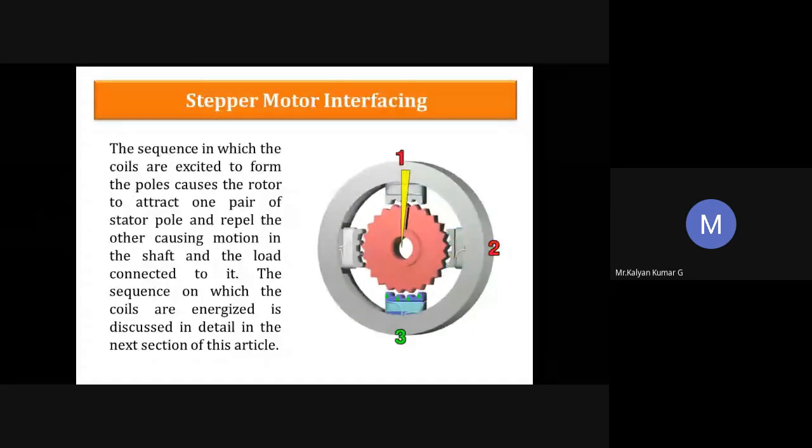Any idea have you got? What's happening here? Small animation. What do you observe actually? Rotation, very good. So rotation is taking place. And then what else? How is rotation taking place?